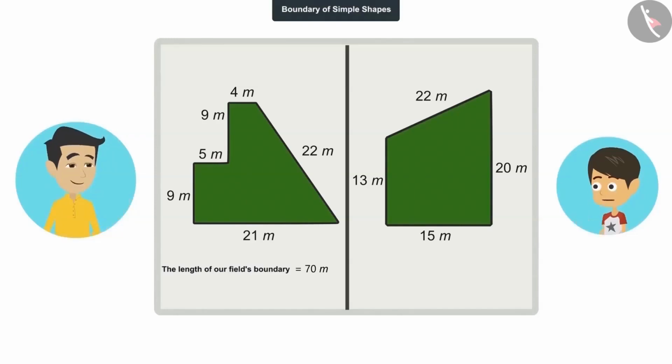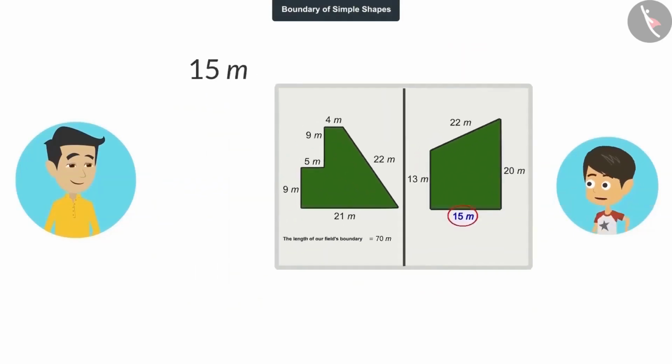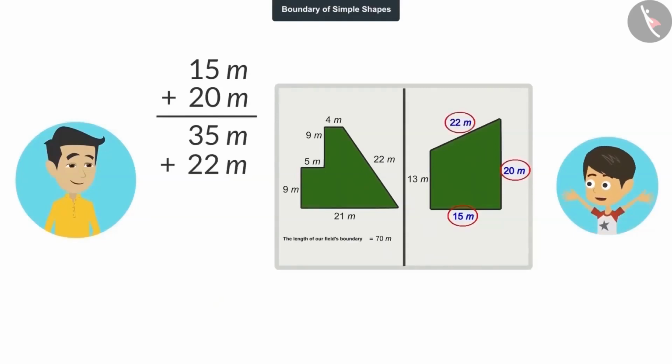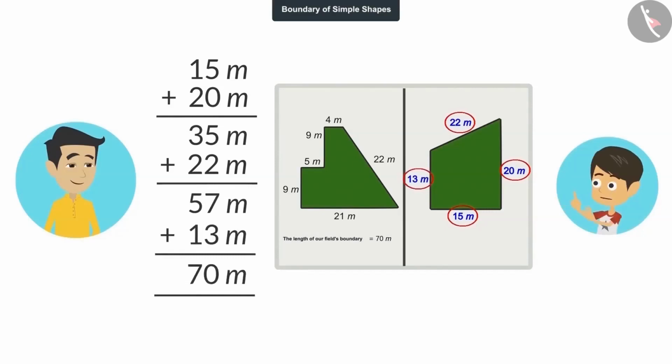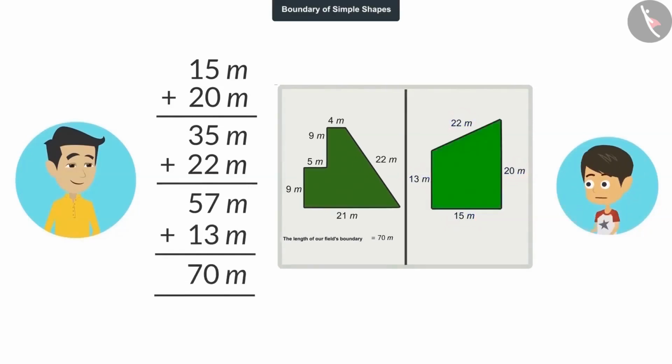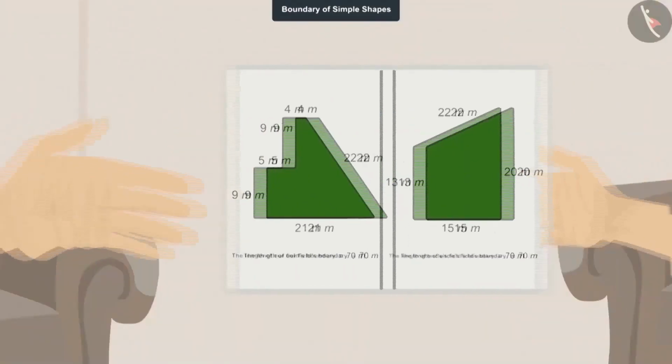Okay, let me tell you the length of uncle's farm's boundary. It has only 4 edges. That means its boundary will be less than our field's boundary. 15 added to 20 is 35 meters. 22 meters added to 35 is 57 meters. And when 13 meters are added to 57 meters, the answer will be 70 meters. Papa, the length of uncle's farm's boundary is 70 meters. Show me? Here it is.